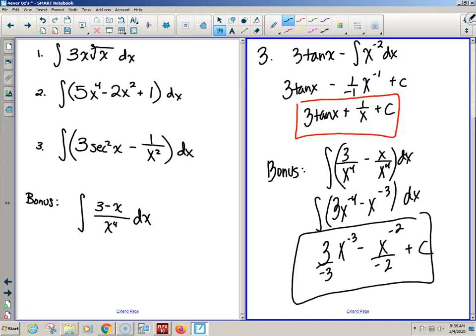But wait a minute, what if we ever had an x to the negative 1 that needed to be anti-derived? This was the answer to x to the negative 2, but what if I had an x to the negative 1 that needed to be anti-derived? Power rule doesn't work. Remember you guys were saying, do you have to write n not equal to negative 1? What's the way of anti-deriving a 1 over x? ln. There you go, ln.